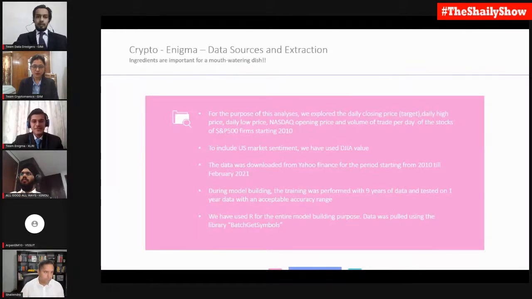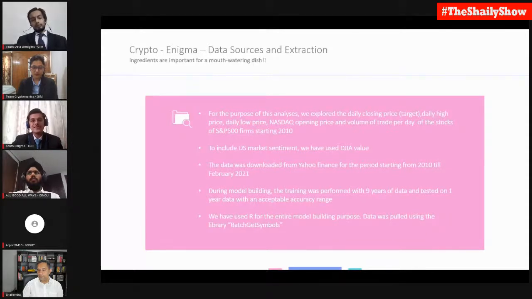So, hi everyone. We are Team Enigma from XLRI Jamshedpur, and we have done a lot of analysis and discussed a lot of things while coming up with a solution to predict the top 10 US stocks for the coming week. First, we would like to talk about the data part, how we went about analyzing it and where we collected the data from. For the purpose of this analysis, we explored the daily closing price targets, the daily high and low values of the stocks, the NASDAQ opening price, and the volume of trade per day. All these parameters we took from Yahoo Finance, starting from January 2010.